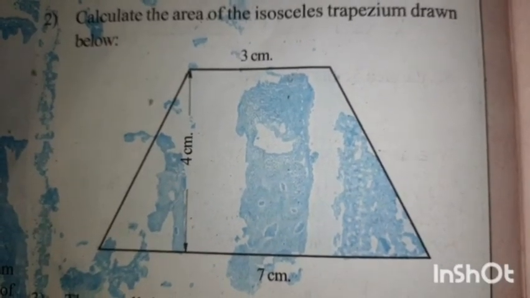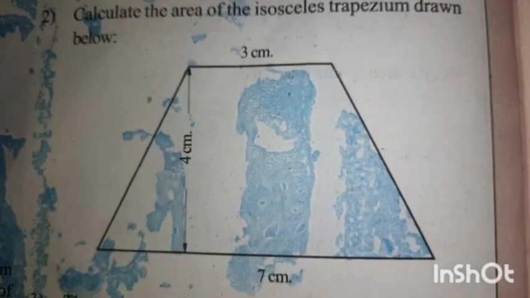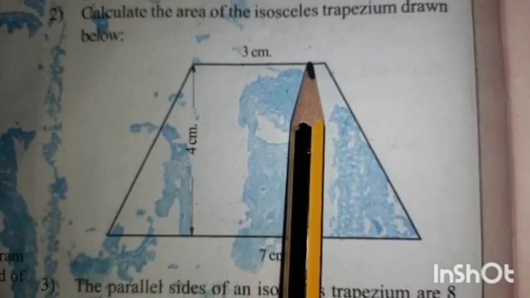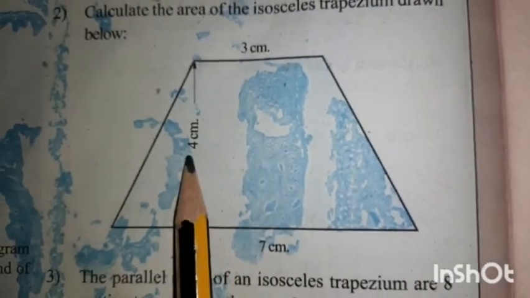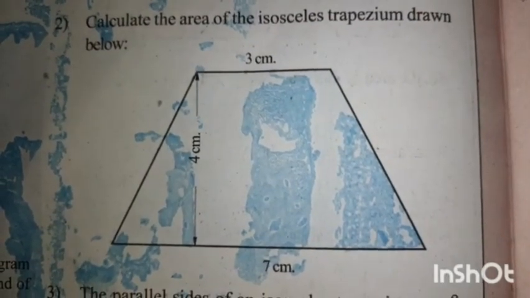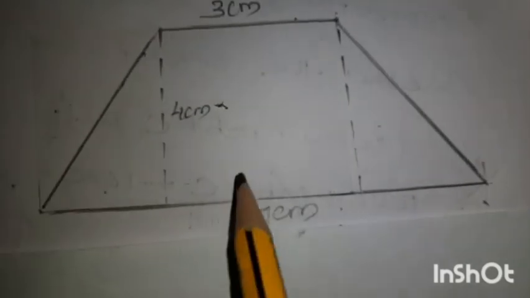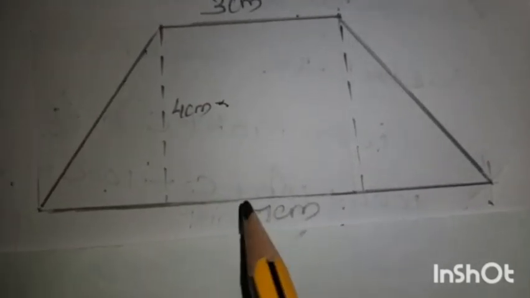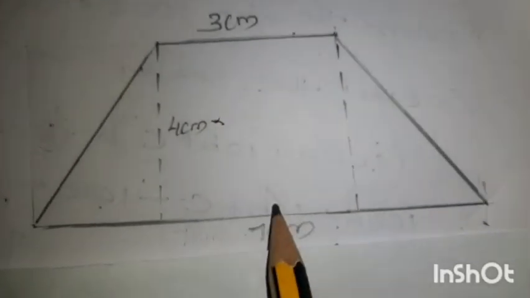Calculate the area of an isosceles trapezium drawn below. The bottom length is given 7 centimeter and the opposite side 3 centimeter and the height given 4 centimeter. We have to find out the area of this isosceles trapezium. The area can be found out by making two equal triangles and a rectangle.